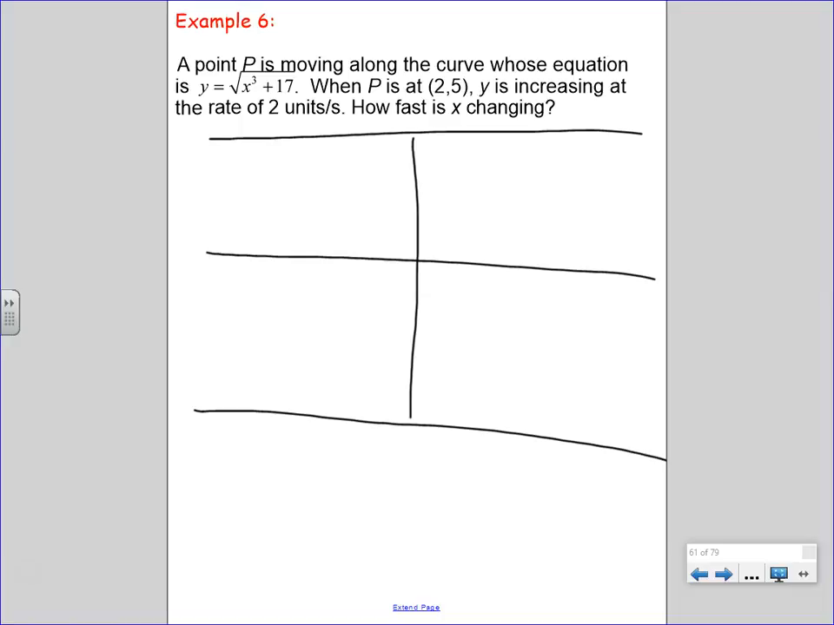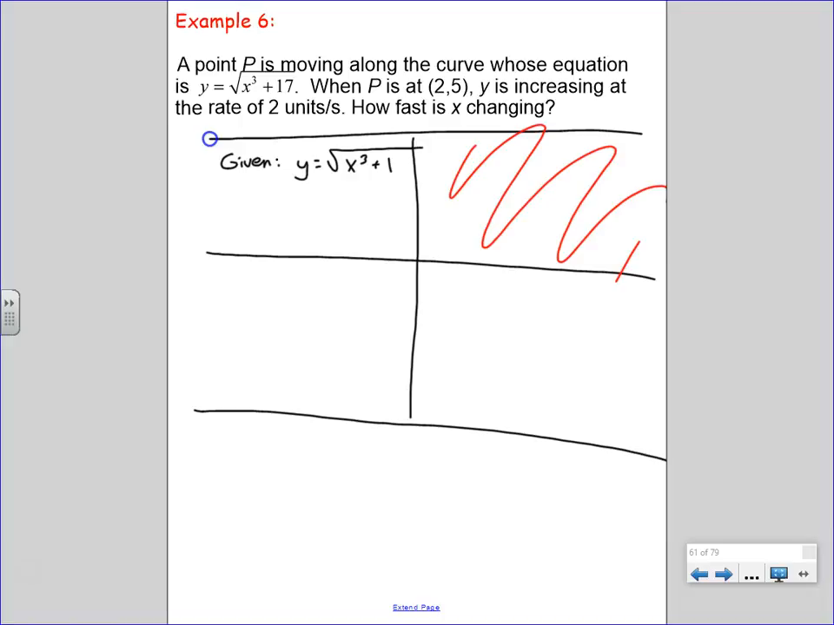So, for instance, we have a point moving along a curve. Oh, well, that's kind of gross for the picture. I guess we could actually get a picture of this one in our graphing calculator, but maybe we don't need the picture on this one. Okay? But, given. What are we given? We're given y equals x cubed plus 17.